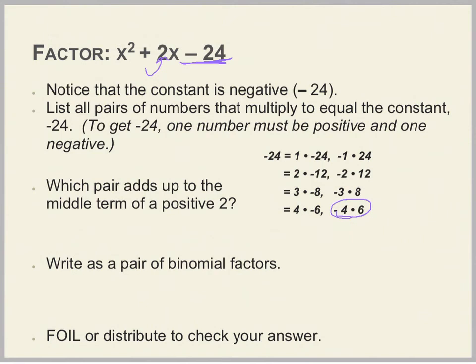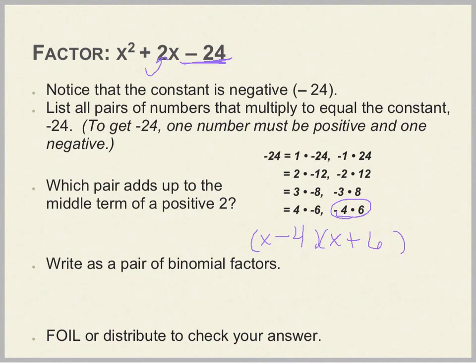So now we need to write this as a pair of binomial factors. And that pair of binomial factors then is x minus 4, x plus 6. Notice how I kept the sign of negative 4. The sign of that brought it back down into that binomial.